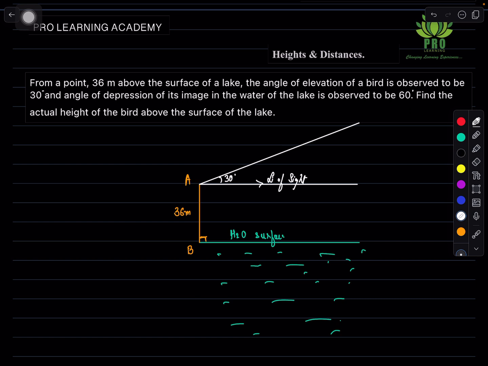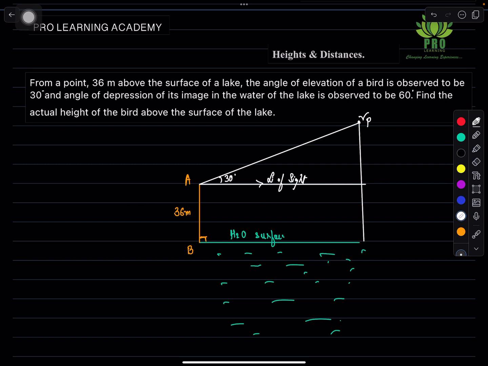And this is the point where the bird is. So let's consider the bird to be here. So this is our bird. We want to call this point P. So P is the point at which the bird is identified, which is at 30 degrees with respect to AD. We want to call this D. Let's consider this as our point D.